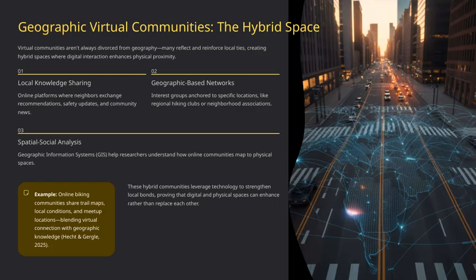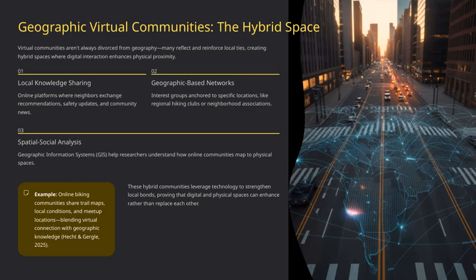Then, there are geographic-based networks, which are interest groups centered around specific locations, like regional hiking clubs or neighborhood associations. To understand how these online communities relate to physical spaces, researchers use spatial social analysis, often through geographic information systems, or GIS. GIS helps us see how virtual communities map onto real-world geography.